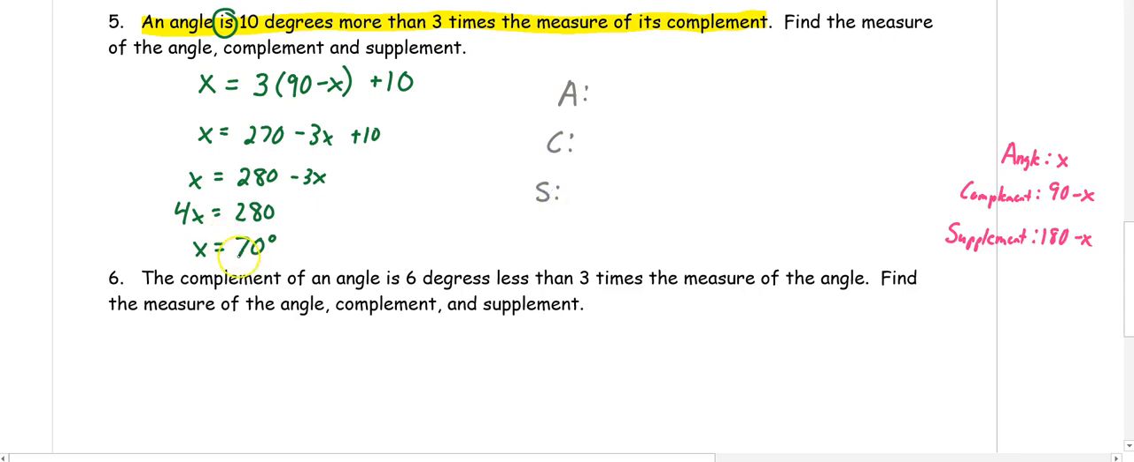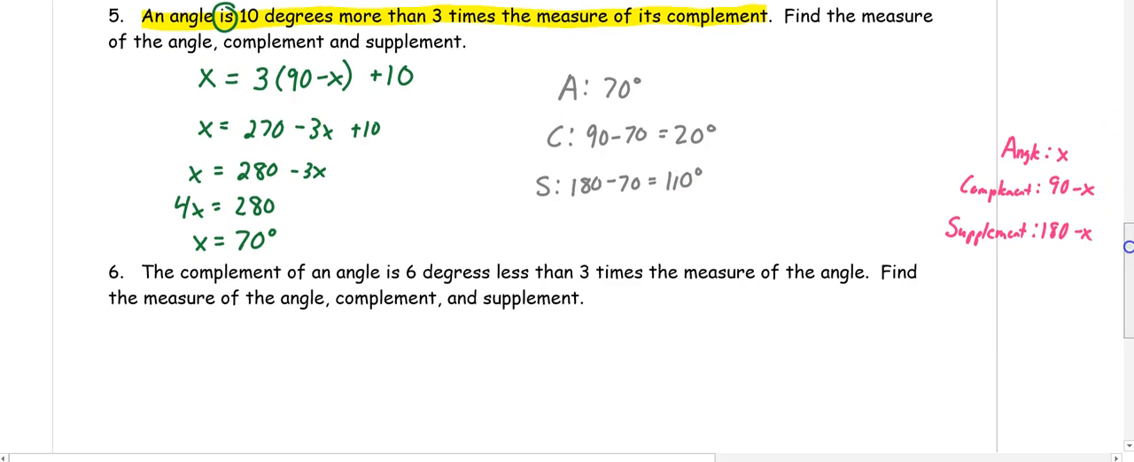So my angle, remember, is always equal to x. So the angle is 70 degrees. The complement is 90 minus the angle. So 90 minus 70 is 20 degrees. And the supplement is 180 minus the angle, which is 110 degrees. So let's look at one more example using the same idea.